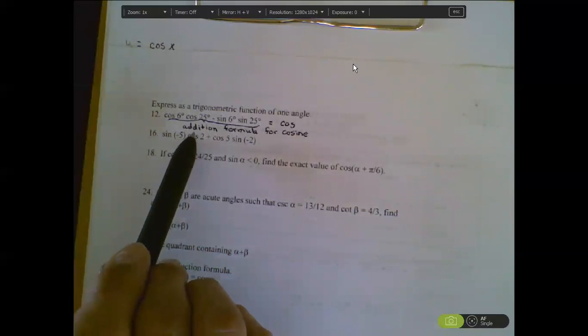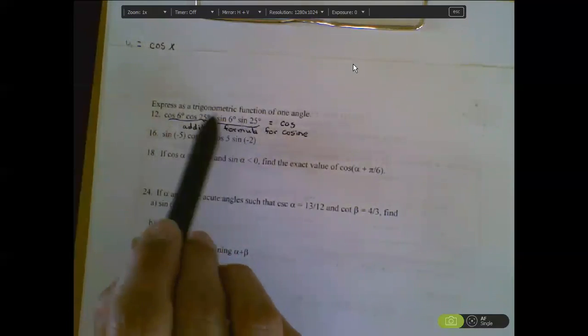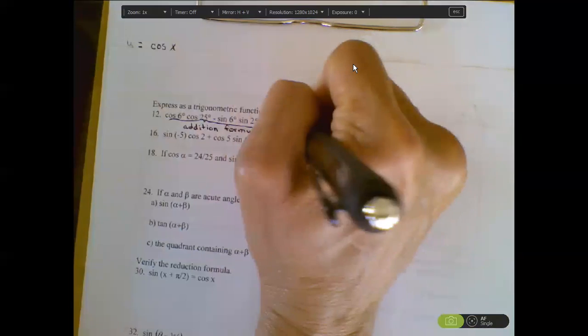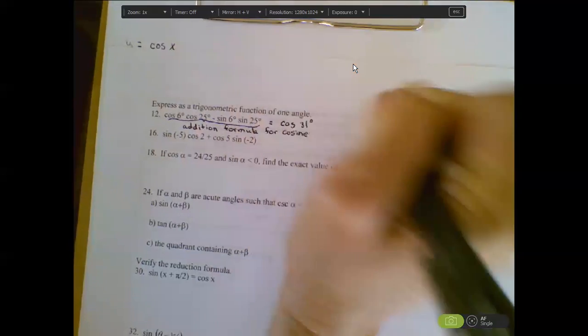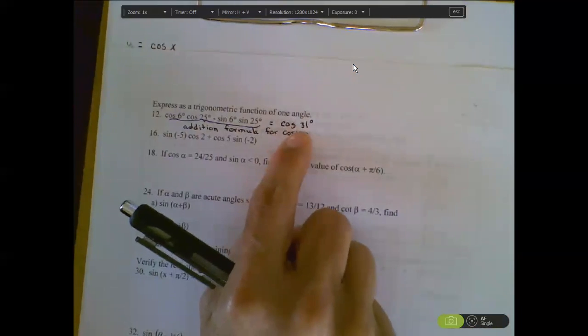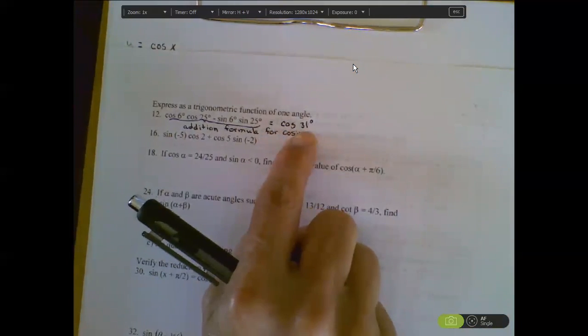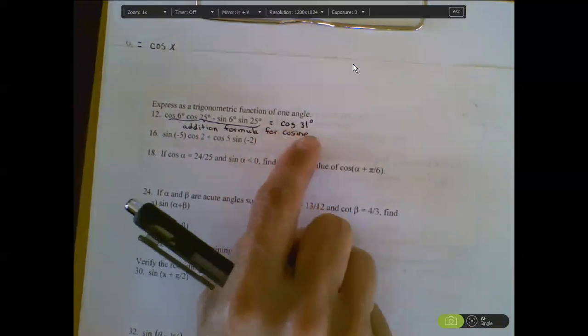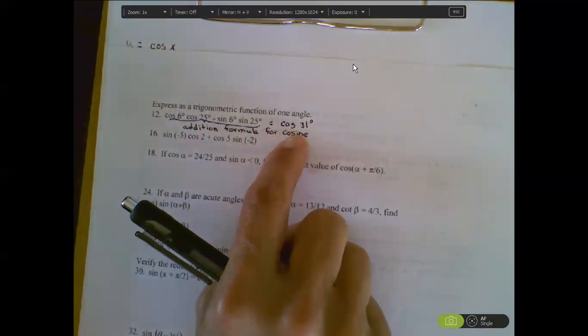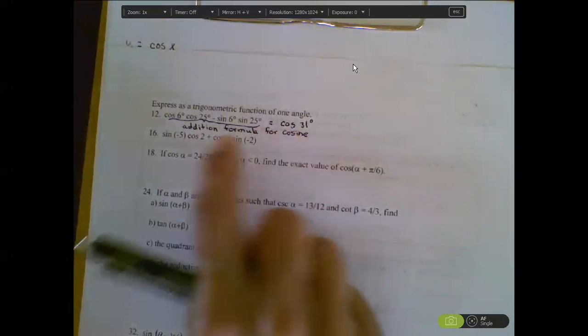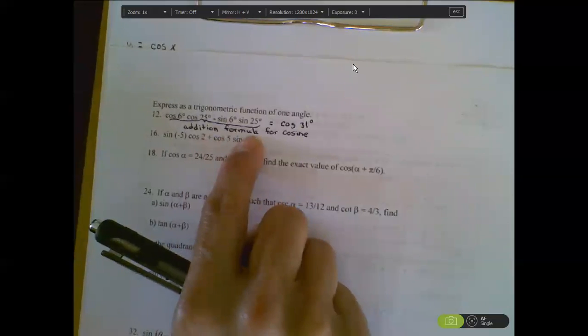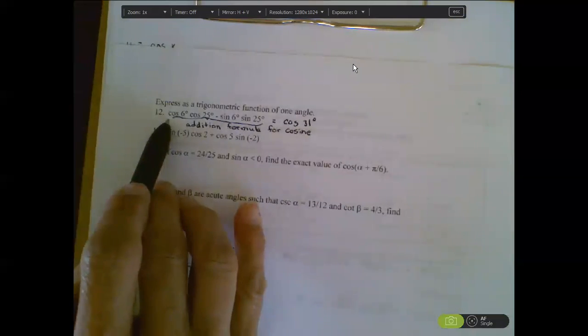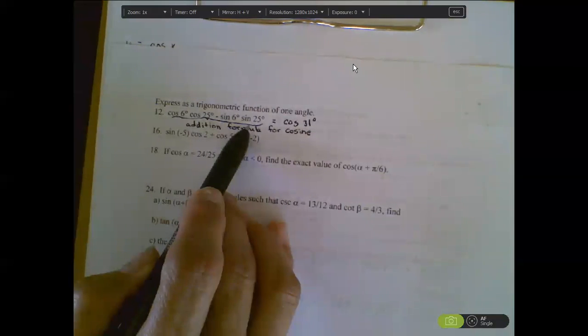31. Yeah, because this is the addition formula for cosine. If we worked backwards with cosine of 31 degrees and did the same thing we did on the previous problem, we would say 31 degrees is 6 degrees plus 25 degrees. And then we would use the addition formula for cosine to break that into exactly this.